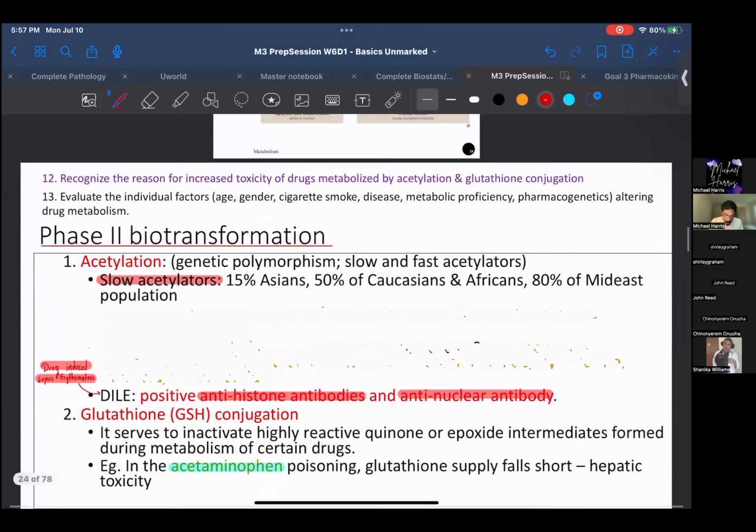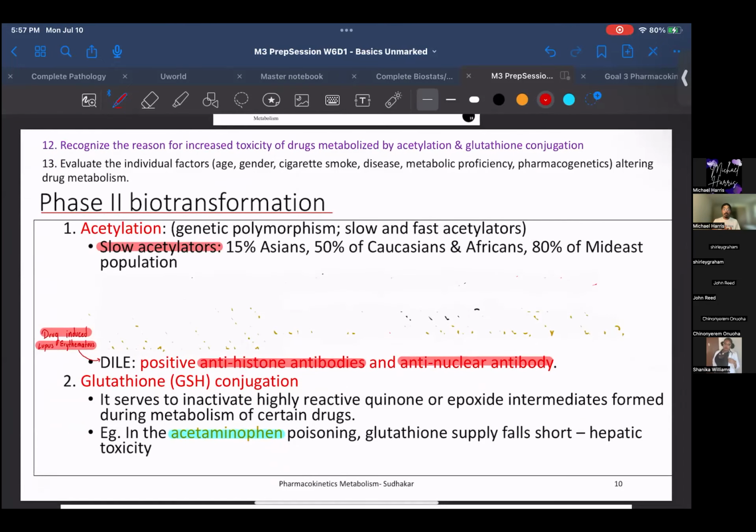Phase 2. Now, in phase 2, I said the big ones were acetylation and glucuronidation. Now, why is acetylation so important? Because some individuals genetically are slow acetylators. That means if you give a drug that needs to be acetylated, they have to use a smaller dosage because they metabolize the drug much slower. Does that make sense?